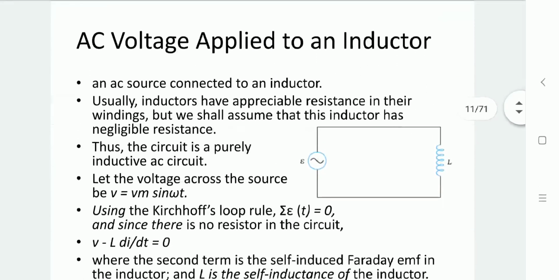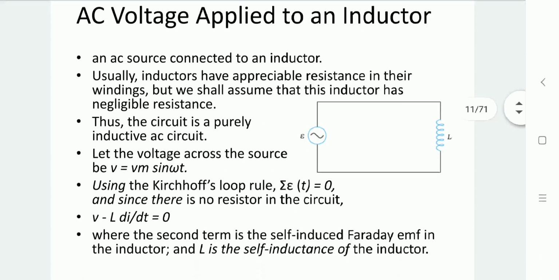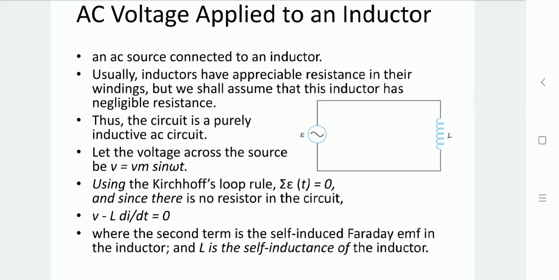Now instead of that resistor, let us use an inductor. So now that AC voltage we are going to apply to the inductor. An inductor has its own internal resistance in its windings, but that is negligible, and right now we are assuming the inductor has no resistance. So let us define the circuit as a pure inductive circuit with the AC source connected to the inductor, as shown in the figure. Here the supply voltage V is Vm sin omega t.